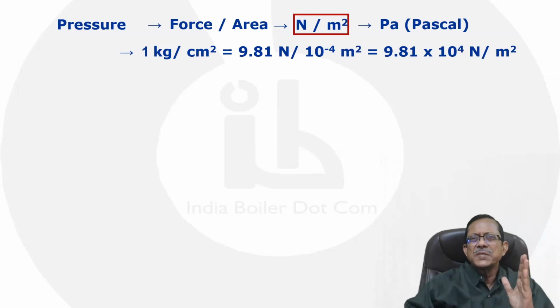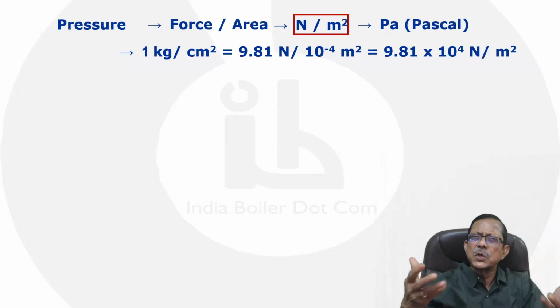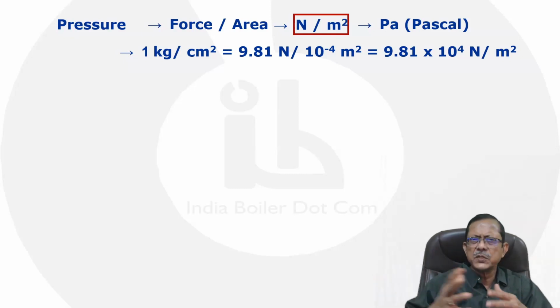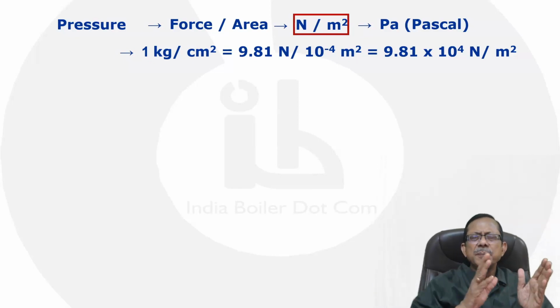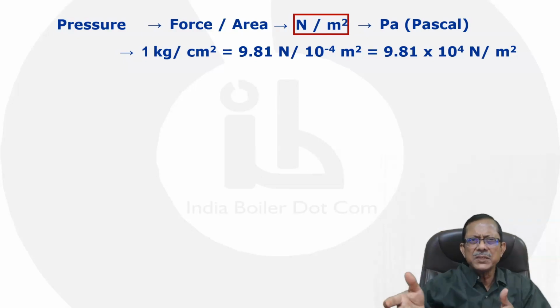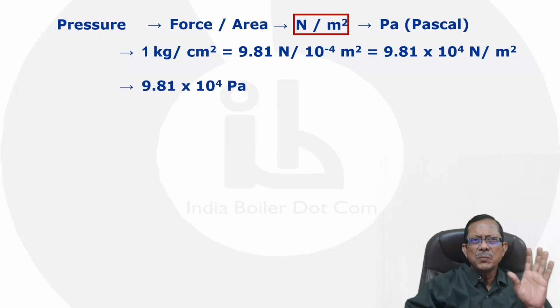1 kg per centimeter square. Now this is the unit which is most often being used in our workplace. In fact, in various BOE questions also you are going to find this kg per centimeter square. Now if I want to convert kg per centimeter square, kg I convert into Newton by multiplying 9.81. Centimeter square is 10 raised to minus 4 meter square, right? So when the 10 raised to minus 4 goes up, it becomes 10 raised to 4. So 9.81 into 10 raised to 4 Newton per meter square is 1 kg per centimeter square.